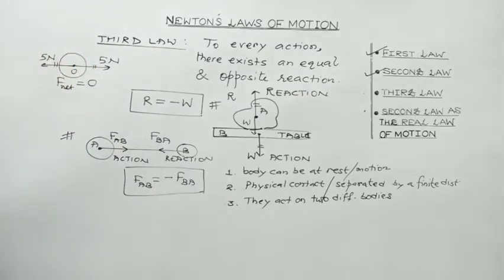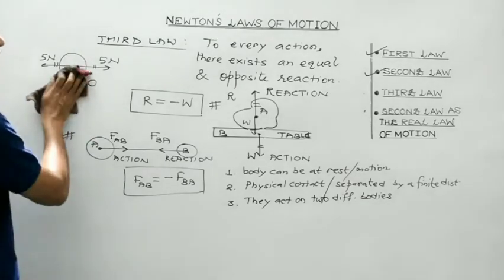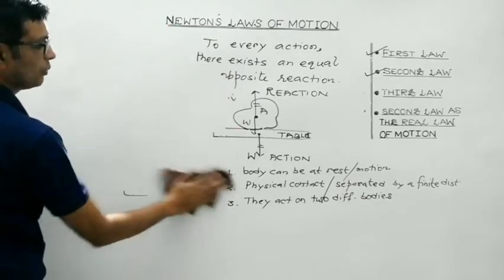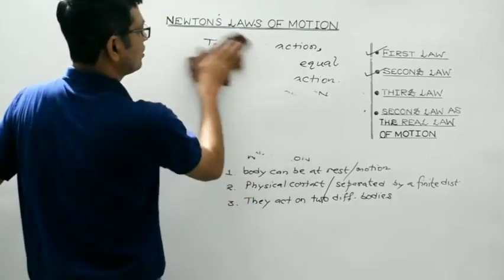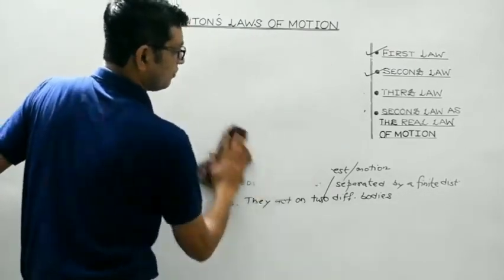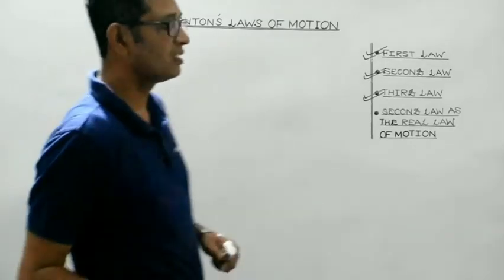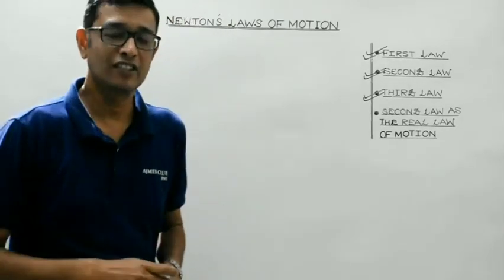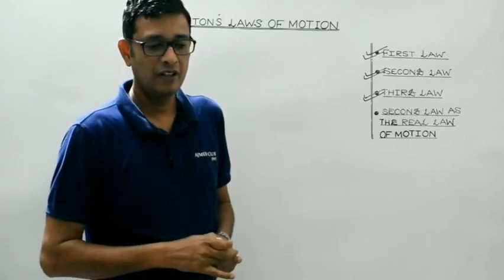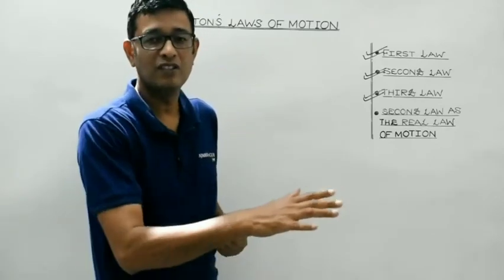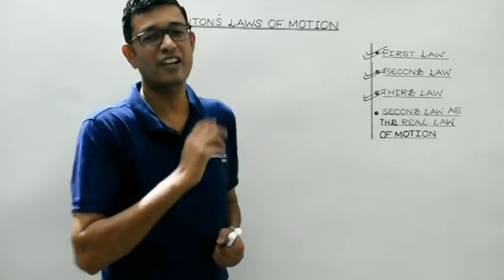So, third law states that to each and every action, there always exists an equal and opposite reaction. So, that's the statement of third law. Okay, now let's discuss some applications of third law of motion. First application is we are able to walk on ground. That's because of action-reaction concept.